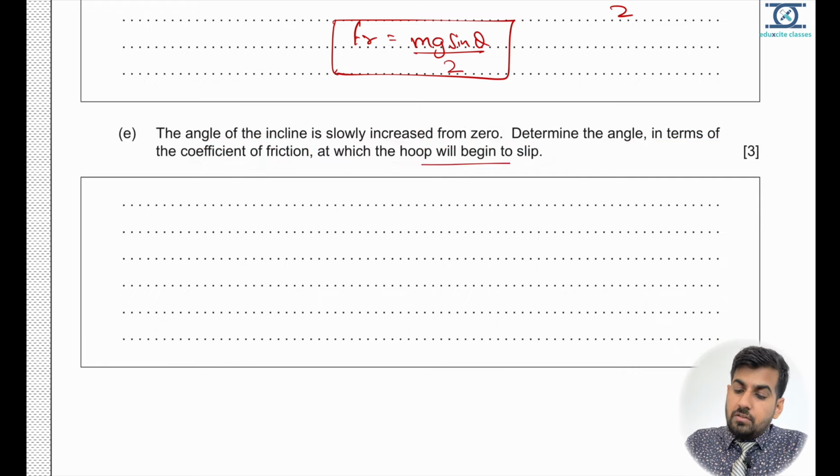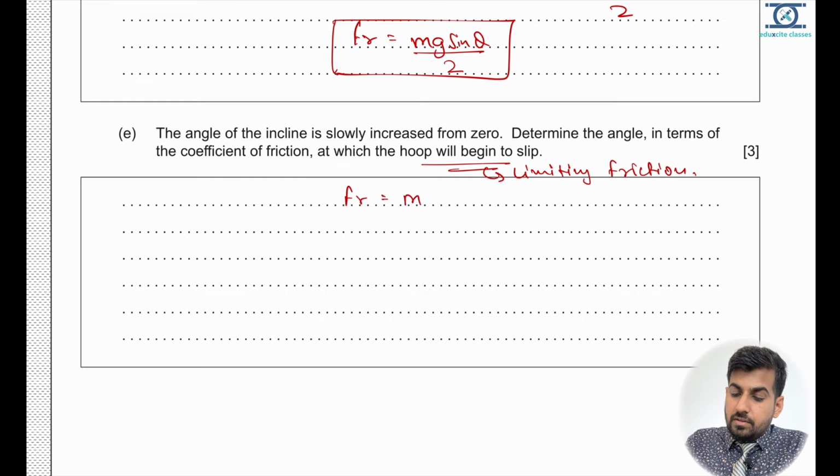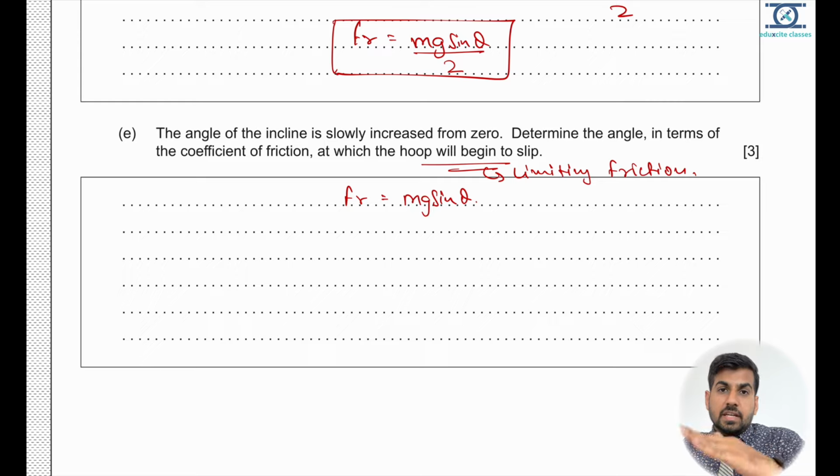Now it will begin to slip means it is the limiting friction condition, right? So it will start to slip when the friction is equal to the driving force, that is mg sin theta. As theta increases, the weight component in the downward direction will increase and friction will reach the maximum limiting case. After that, it will start to slip.